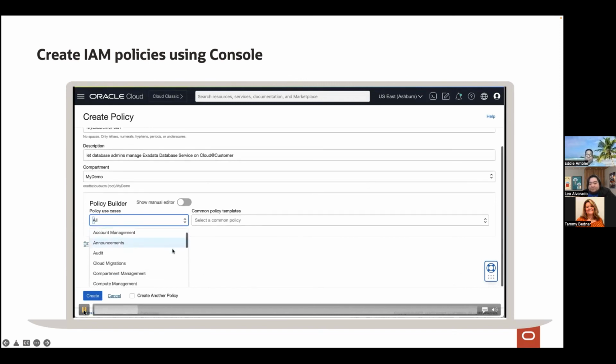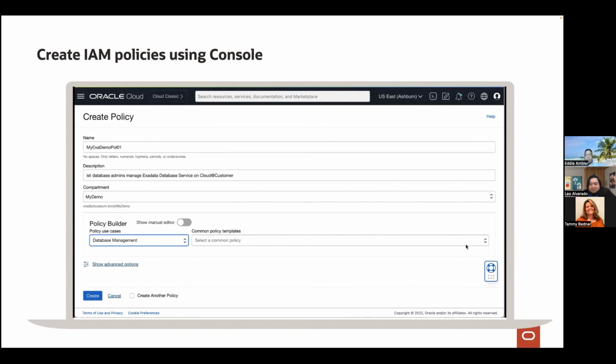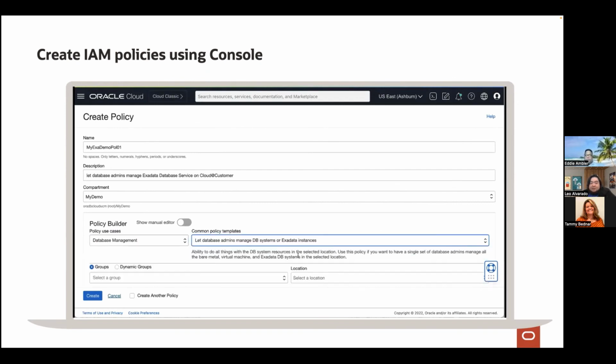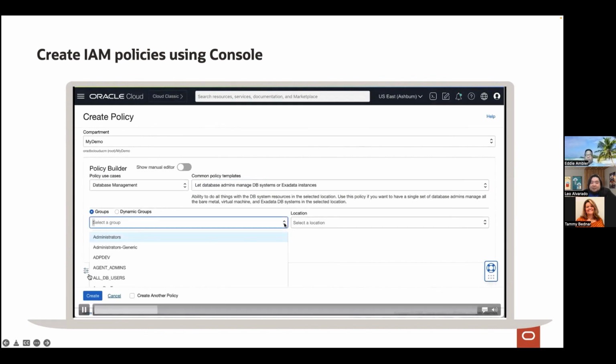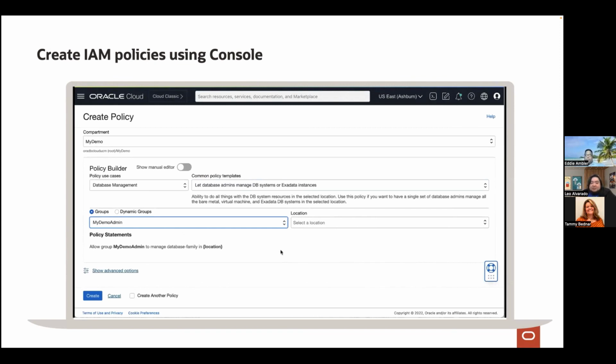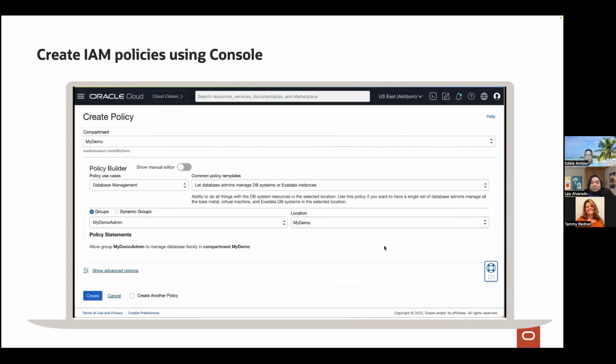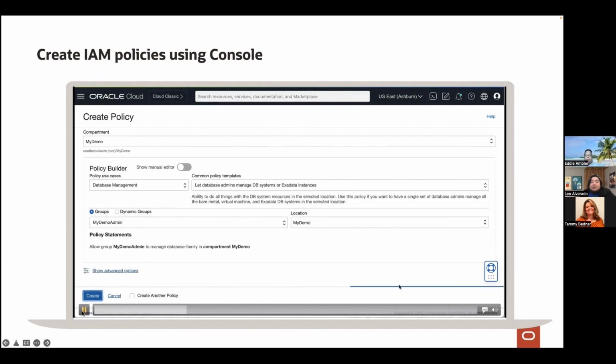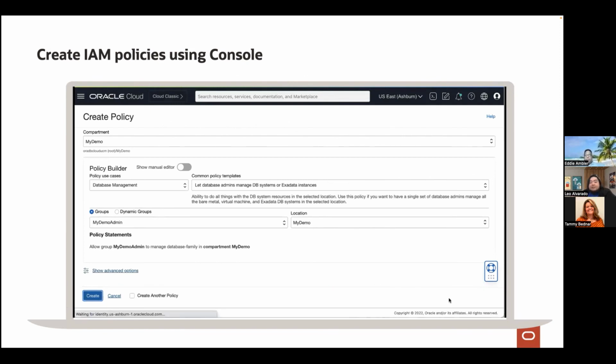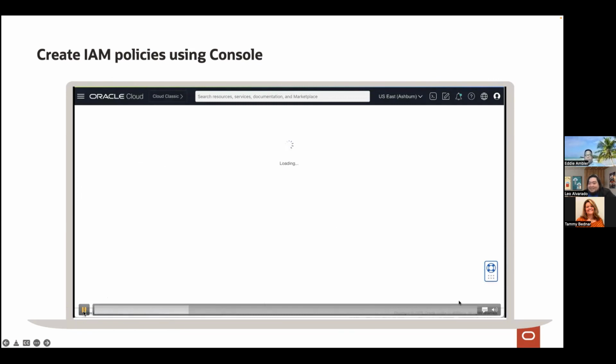So in the policy builder, there are pre-built use cases. Like I can choose one for database management, and there are sample policy templates here. Like all I want is to let the admin manage the DB system or Exadata instances. And then I just need to select the group, and then it will generate the syntax for me. If you look into the policy statements, that's the actual syntax that I need in order to allow group my demo admin to manage database family, which is my resource type, in my compartment, my demo. Simple as that.